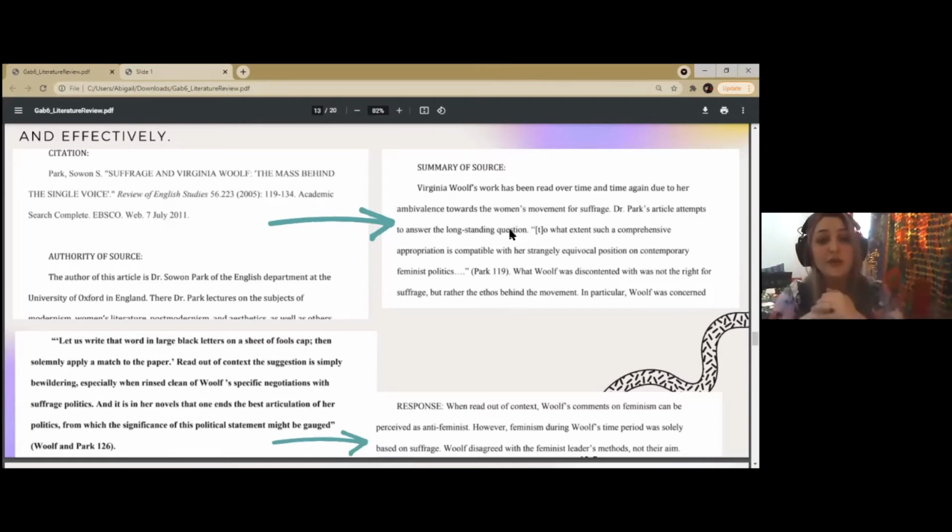You can do the same thing with your literature review. Write the summary in your own voice. Make sure that the reader of your literature review, professor or otherwise, can understand what is your voice versus the author's voice. So, for example, what is my voice versus Dr. Park's voice in this? It should be a dialogue, not just a regurgitation of everything Dr. Park said in her academic article on Virginia Woolf.